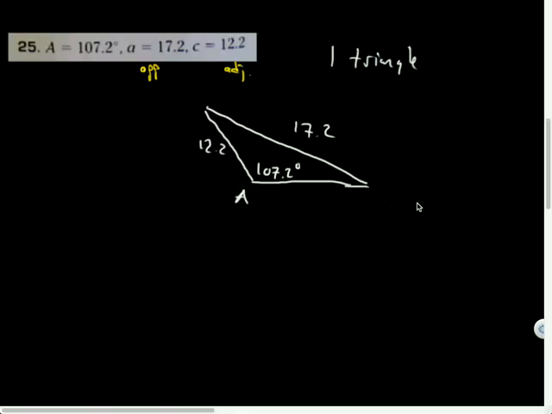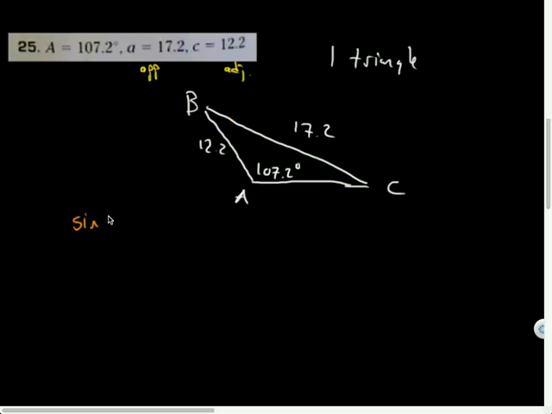So let's see. Let's label the rest of this. So this is angle C. This is angle A. What could I find first? B. Which angle can I, or what can I find first, actually? I already know angle A. I know side A. So I'm definitely doing something with law of sines. B or C? Could I find B? No, because I need to know side B or angle B. You need to find one of those. So it looks like my first step is to solve for angle C.